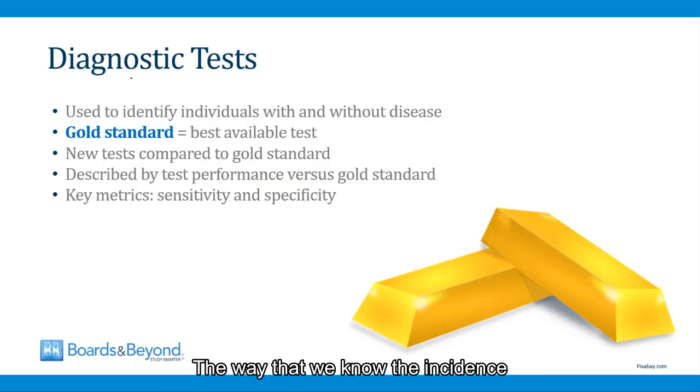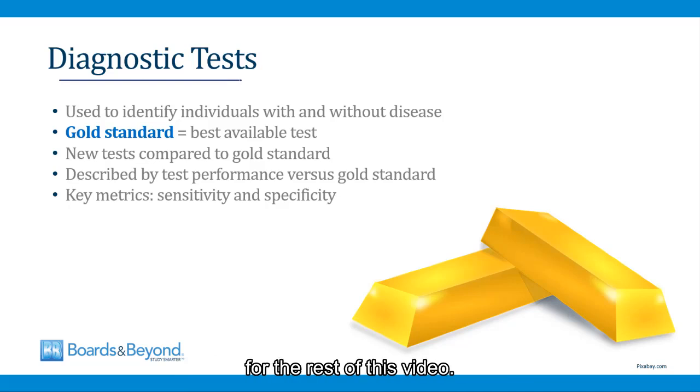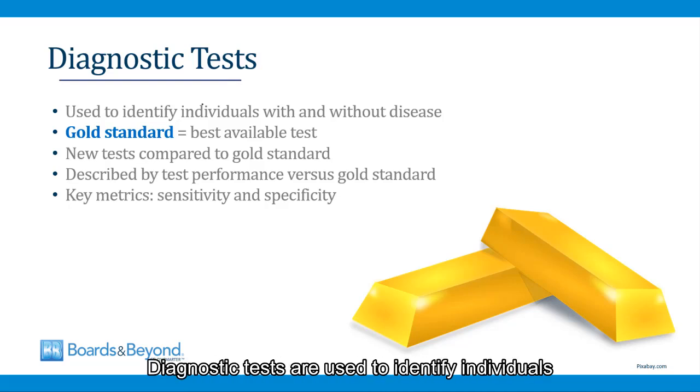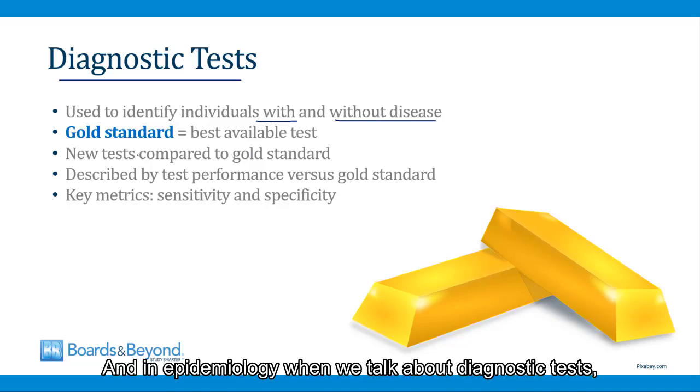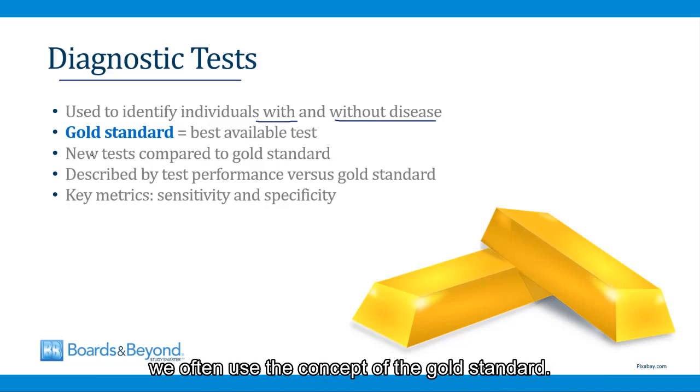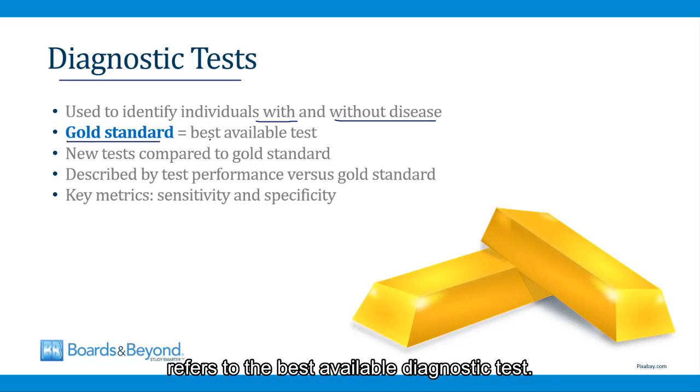The way that we know the incidence and prevalence of disease in a population is through the use of diagnostic tests, and that's what I'm going to talk about for the rest of this video. Diagnostic tests are used to identify individuals with and without disease. And in epidemiology, when we talk about diagnostic tests, we often use the concept of the gold standard. And the gold standard refers to the best available diagnostic test.